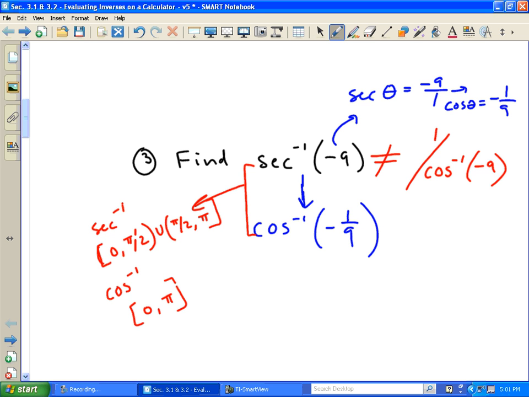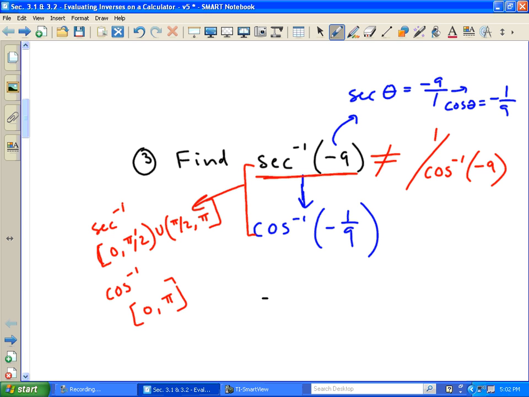The reason I have to keep this in mind is that my original question was find the value of secant inverse of negative 9. I'm changing that so that I can type it into my calculator to cosine inverse of negative 1 over 9. When I make any kind of a change, there's always the possibility that the restriction changed from secant to cosine. But in this case, because secant and cosine are reciprocals of each other, there's really no change to the restriction. The only problem that I would have is if I actually got the angle pi over 2, I'd have to say that's not a solution because it's not in the restriction of secant.